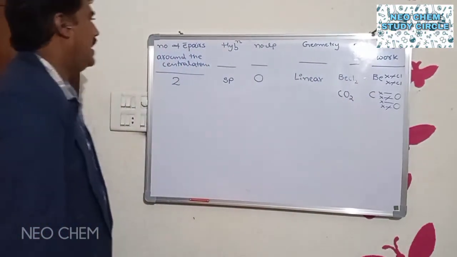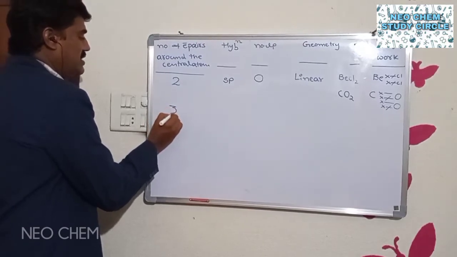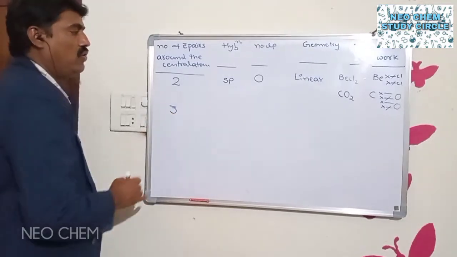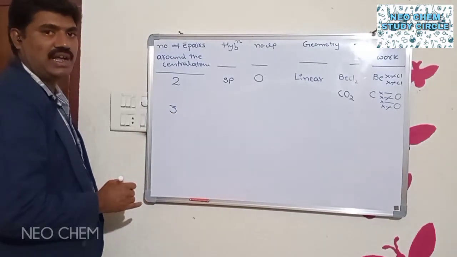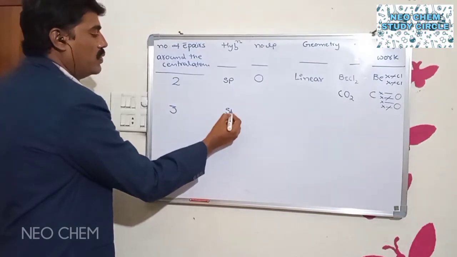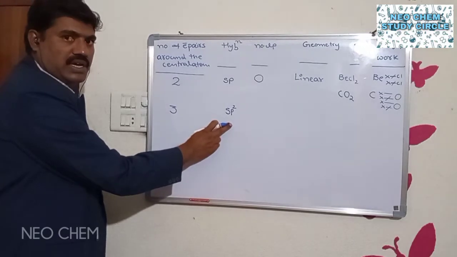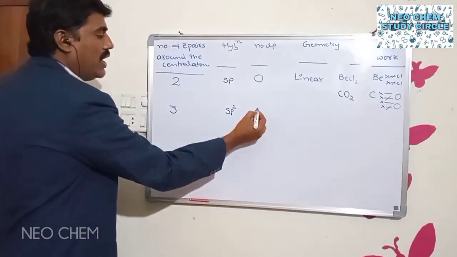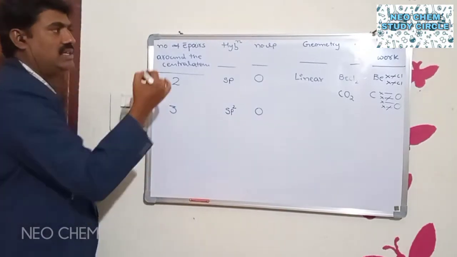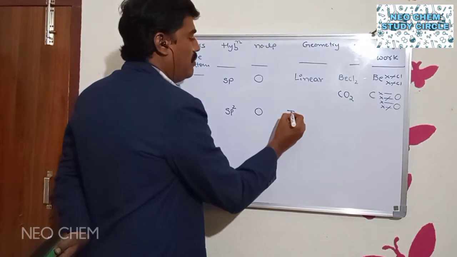Okay. Next, if 3 electron pairs are present around the central atom, then we have to choose hybridization containing 3 orbitals, that is sp2. After sp2 hybridization, if there is no lone pair of electrons over the central atom, then geometry of the molecule is trigonal planar.